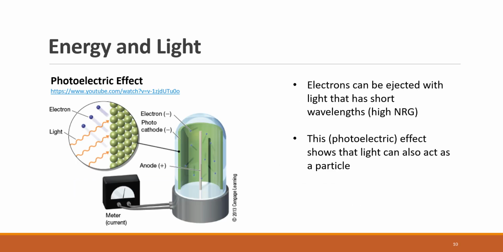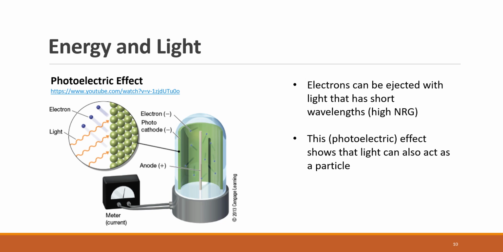So far, we have explored how light can act as a wave, and now we're going to look at energy in light and also how light can act as a particle as well. So we do this by looking at the photoelectric effect. So the photoelectric effect is essentially when you shine light on a metal surface. If that light has really short wavelengths, meaning very high energy, that light can actually eject electrons off of that metal surface. When it ejects those electrons off of the metal surface, this is called the photoelectric effect.